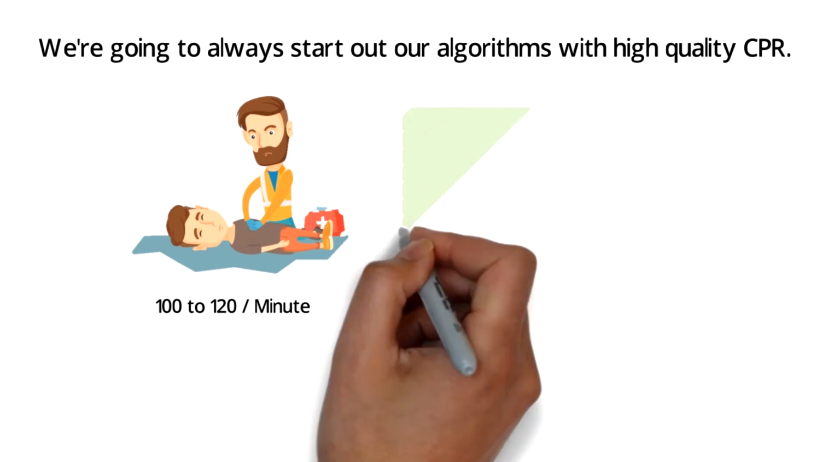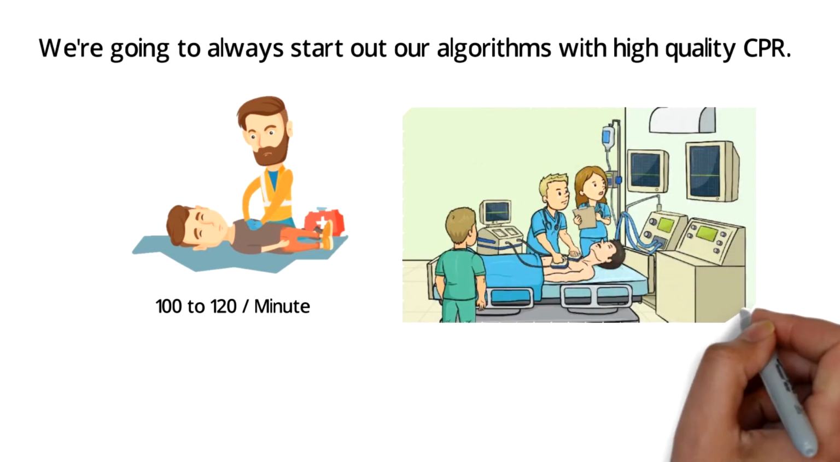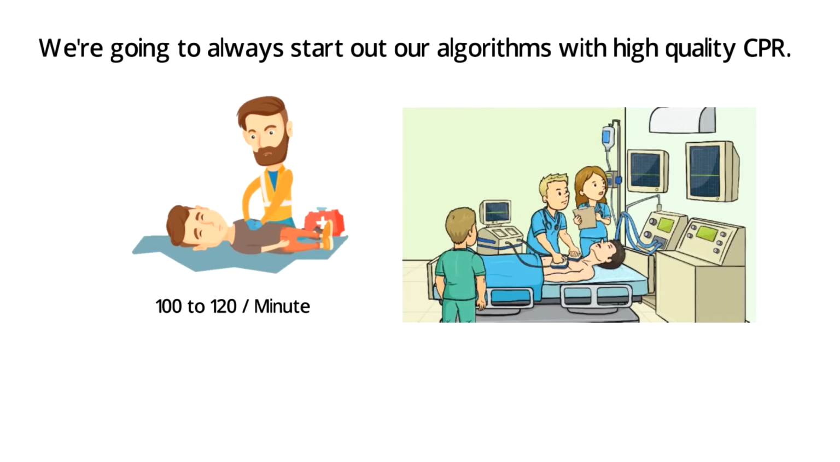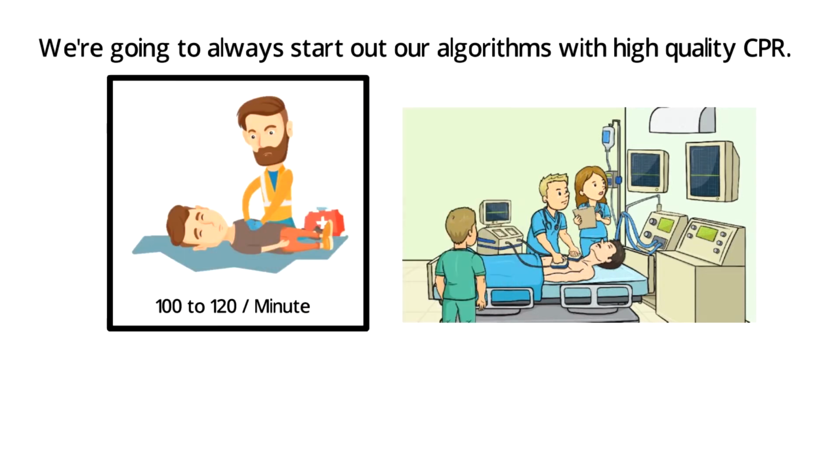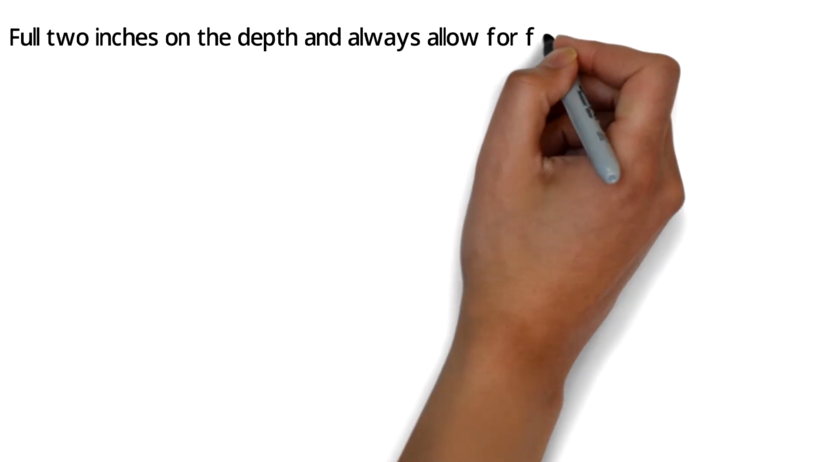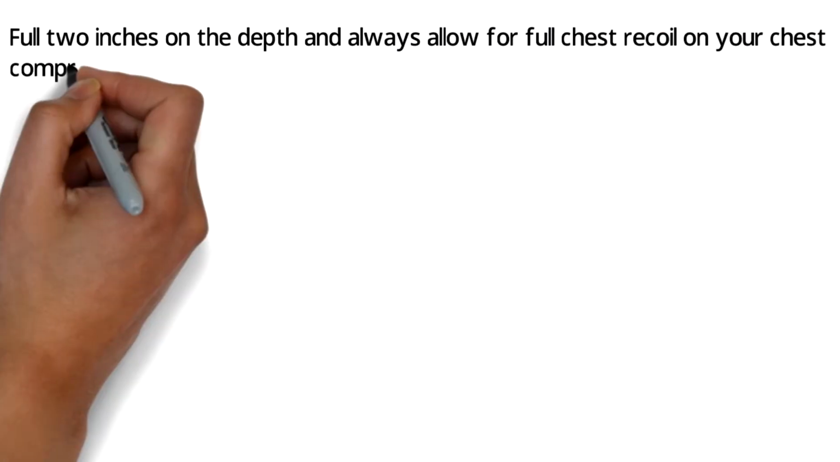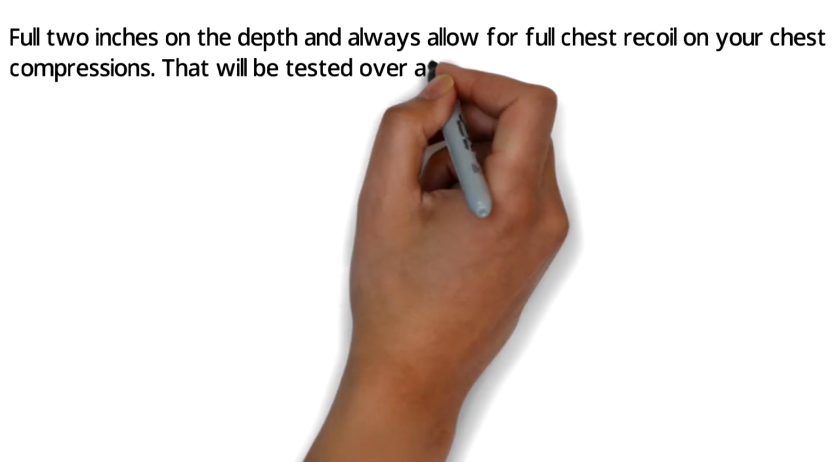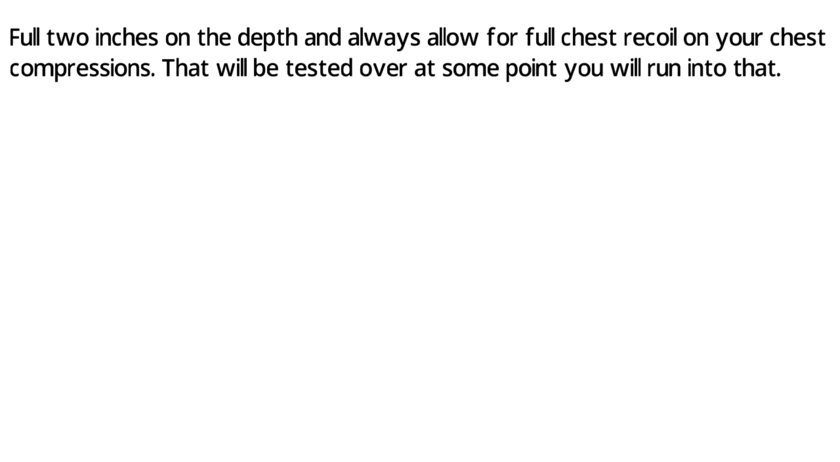minute. When I teach this in a mock code, when we're doing a simulation on codes, I teach my students to sing in their head, Another One Bites the Dust. Kind of morbid, but it's a way to help you keep track and know that your chest compressions are in fact fast enough. Another thing I want to mention about chest compressions, not only the rate, but the depth: a full 2 inches, and always allow for full chest recoil on your chest compressions. That will be tested at some point. You will run into that.